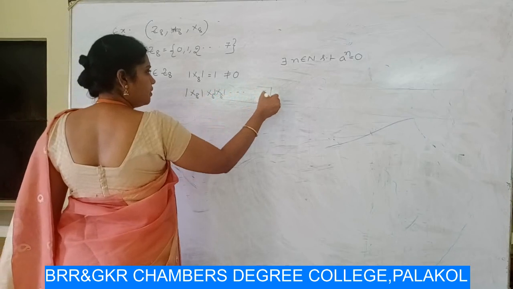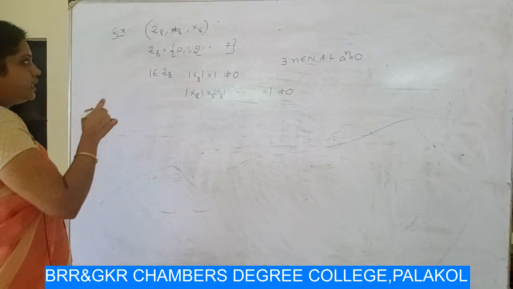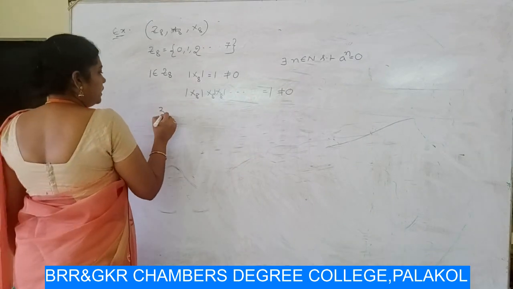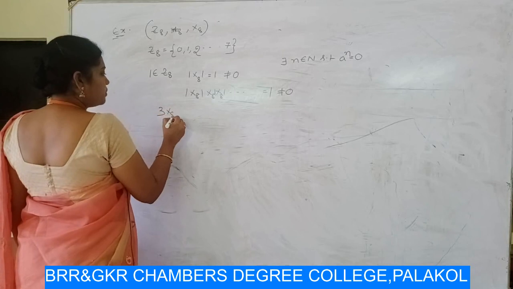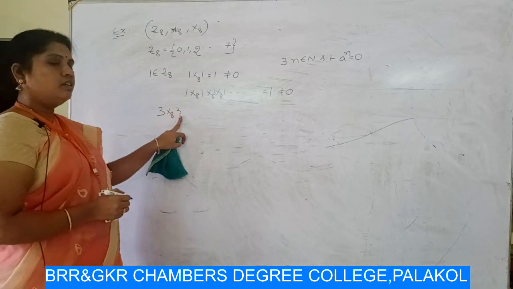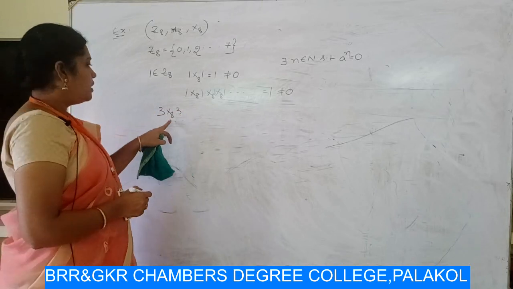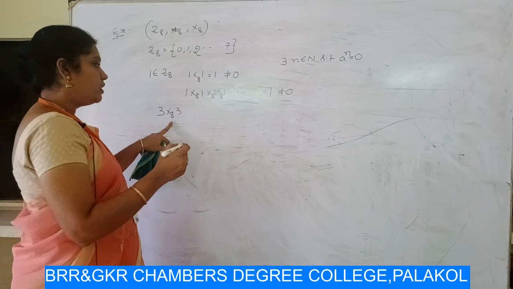We get only 1, not equal to 0. Therefore 1 is not a nilpotent element. But here we have 3. 3 multiplication modulo 8, 3. 3 3s are 9. 9 divided by 8, we get remainder 1.